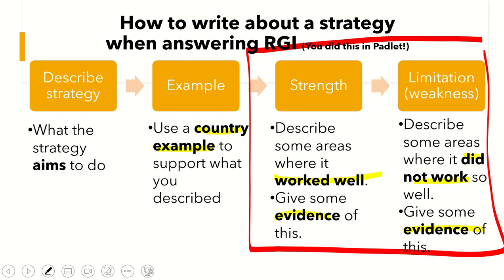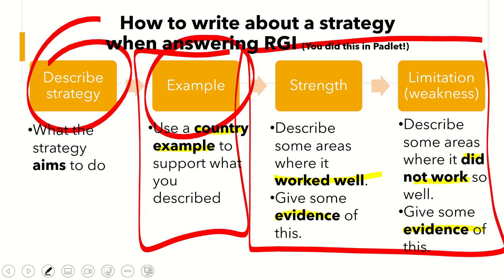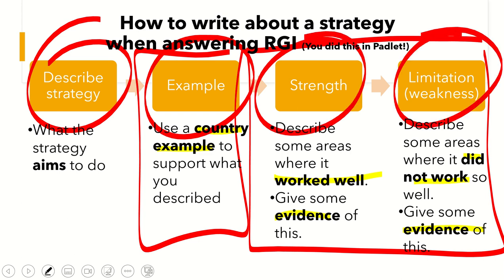And then, why do we need to give an example? Now, if we don't give an example, then really why are we talking about something at all? So the example is to give what you say some credibility. So when you are writing about a strategy, when you're answering your RGI question, you should describe, give an example, talk about the strength, where it worked well, and talk about the limitations, where it did not work quite so well.